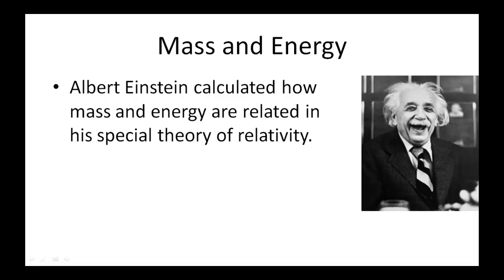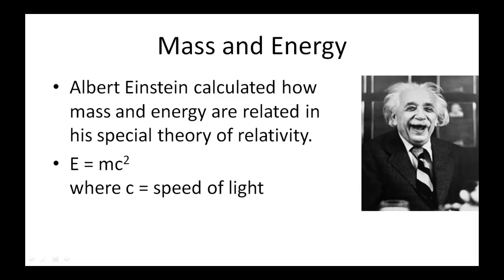The relationship between the two is given by the famous equation E equals mc squared, where c is the speed of light. The speed of light, for those of us who don't have this number memorized yet, is about 300 million meters per second, which is about 700 million miles per hour. Okay, that is fast, which means that it only takes a tiny bit of mass to get a huge amount of energy.